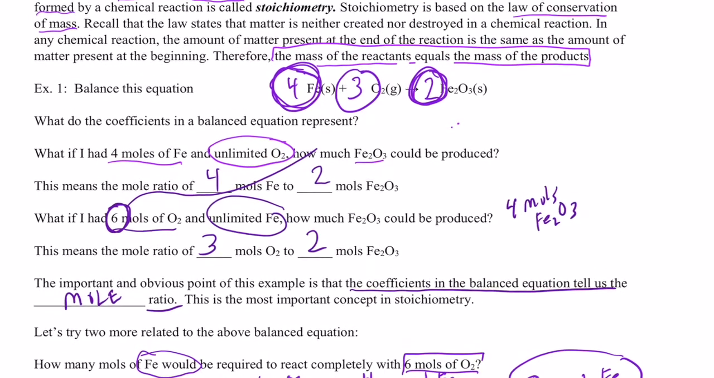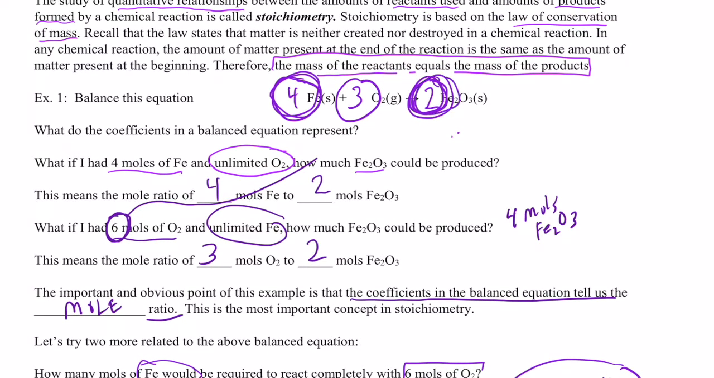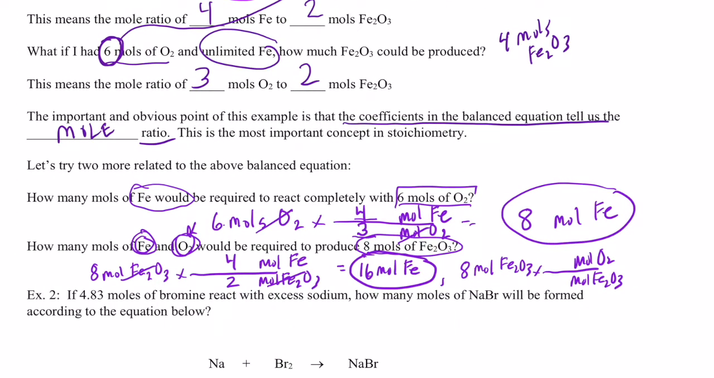So let's look at our balanced equation again. 2 Fe2O3s need 3 oxygens. So 2 moles of Fe2O3 need 3 moles of oxygen. So moles of Fe2O3 are gone, and my answer is 8 times 3 divided by 2. So 8 times 3 is 24, divided by 2 would be 12 moles of oxygen. Okay, pretty straightforward, isn't it?